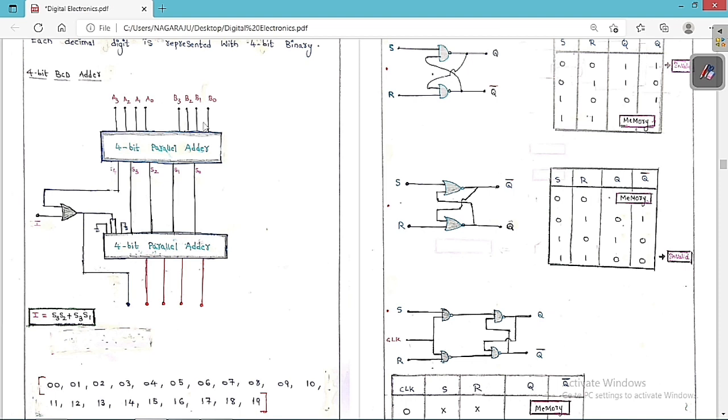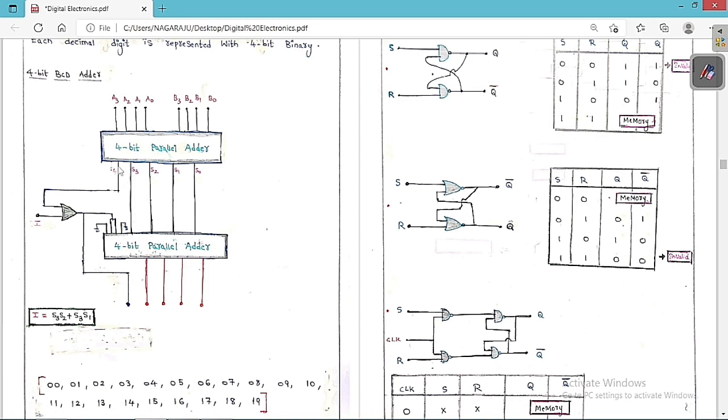Now I am going to build the 4-bit BCD adder. You can see clearly, this is the A input and this is the B input: B0, B1, B2, B3, A0, A1, A2, A3. Here I am going to keep a 4-bit parallel adder. The outputs we get are S0, S1, S2, S3 and C4.